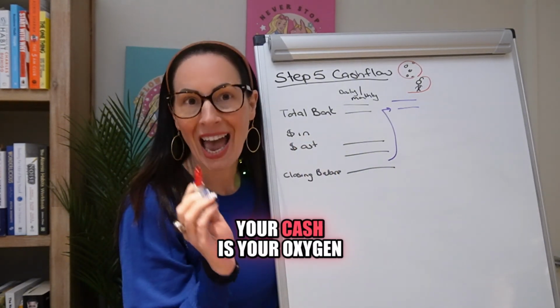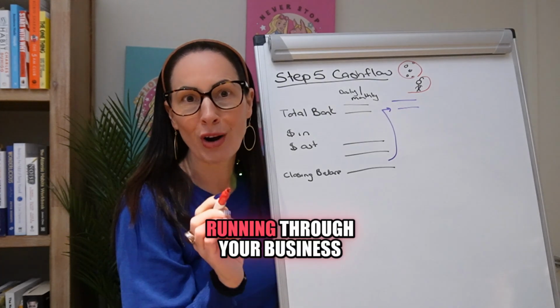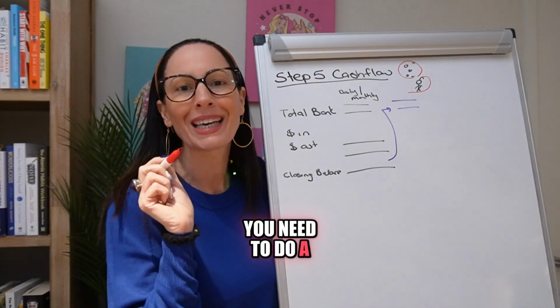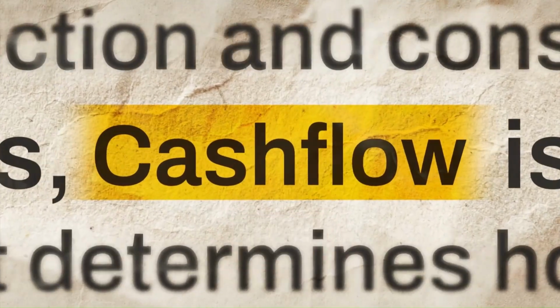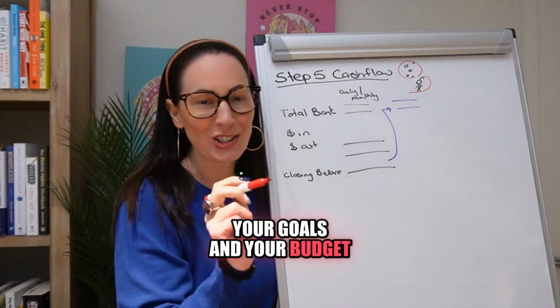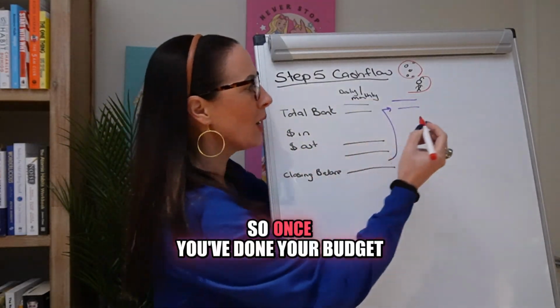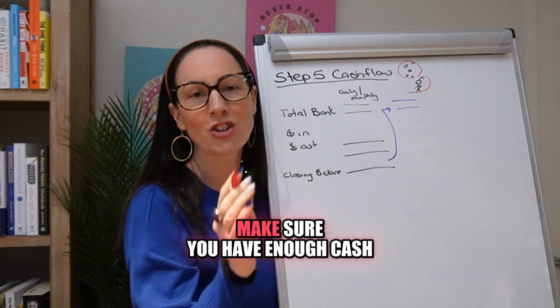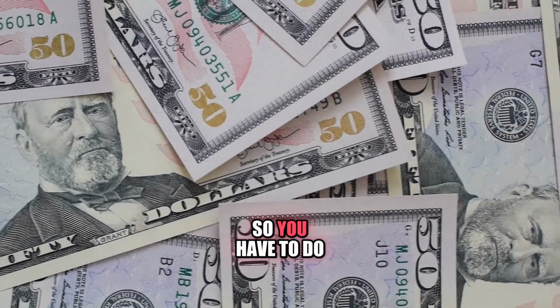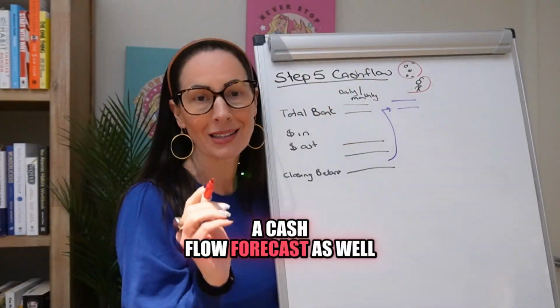So your cash is your oxygen running through your business. Now, step 6, you need to do a cash flow forecast, right? In line with your business plan, your goals, and your budget, right? They all feed together. So once you've done your budget, make sure you have enough cash to see it out. So you have to do a cash flow forecast as well.